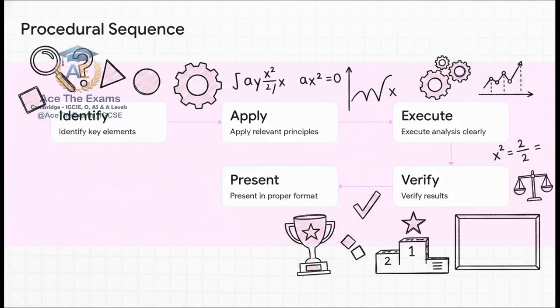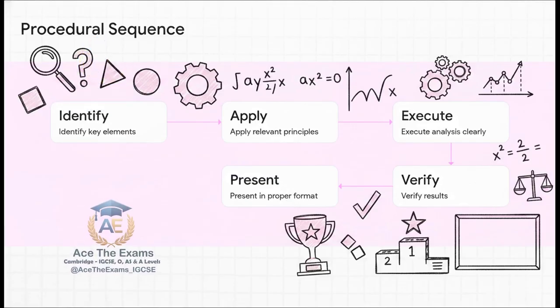Step 3. Execute analysis with clear working. Show the differentiation line by line. Step 4. Verify results. Look, if you found the x-coordinate of the stationary point, did you remember to plug it back into the original equation to find the y-coordinate? So many students drop a mark there. And step 5. Present in an appropriate format. Clearly state if it's a local minimum or maximum, and provide the exact values the examiner asked for.